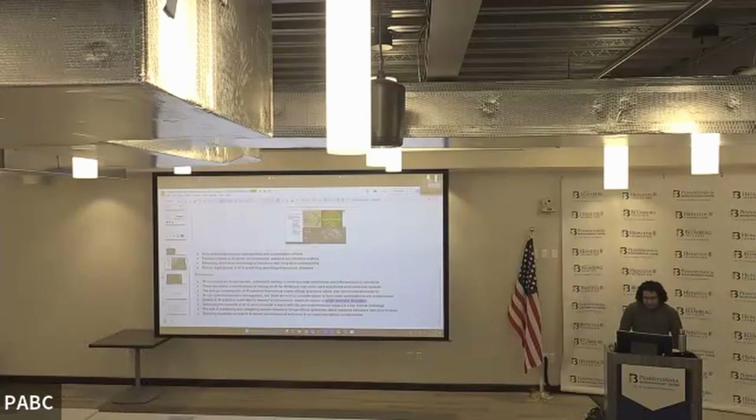Balancing the benefits of AI in environmental science with its own environmental impact is a key ethical challenge also. AI's role in predicting and mitigating natural disasters, which have been happening a lot the past few months, brings ethical questions about resource allocation and prioritization. Ensuring equitable access to AI-driven environmental solutions is an important ethical consideration here.